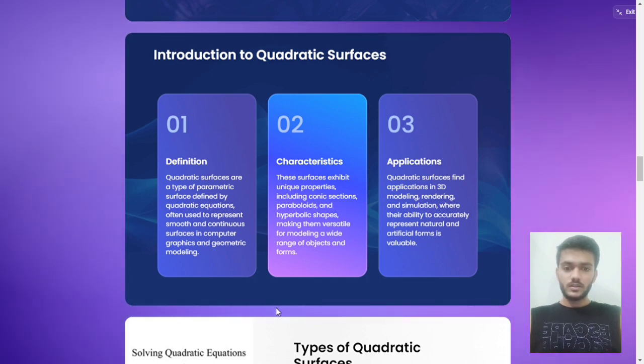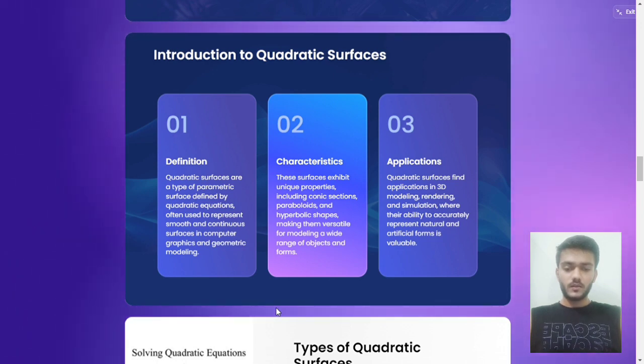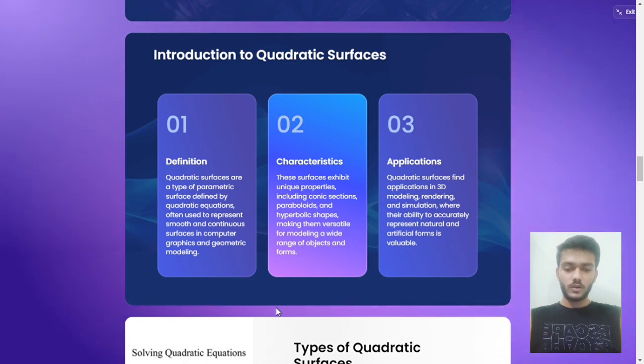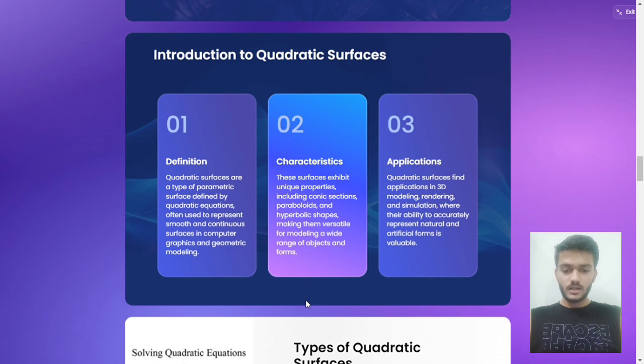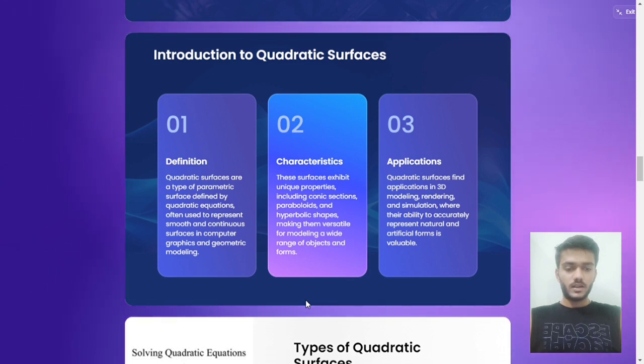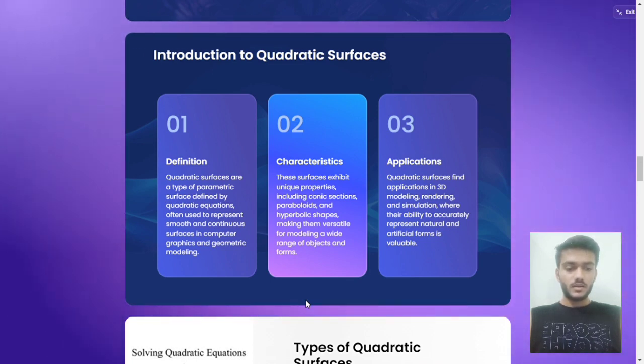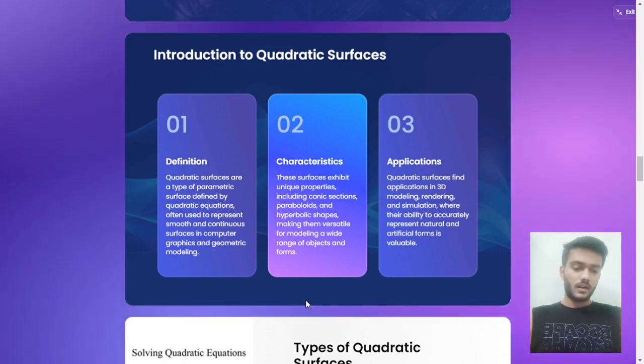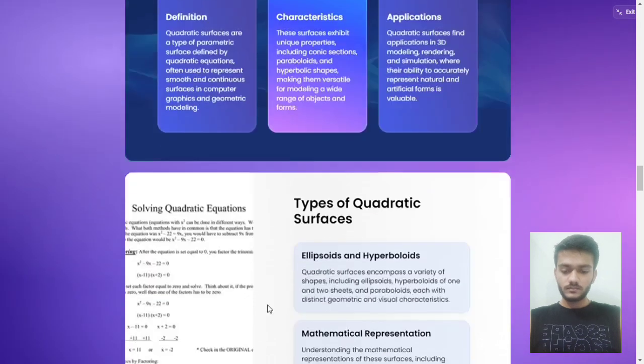Characteristics of quadratic surfaces: these surfaces exhibit unique properties including conic sections, paraboloidal and hyperbolic shapes, making them versatile for modeling a wide range of objects and forms. Applications of quadratic surfaces: they find applications in 3D modeling, rendering and simulation, where their ability to accurately represent natural and artificial forms is valuable.